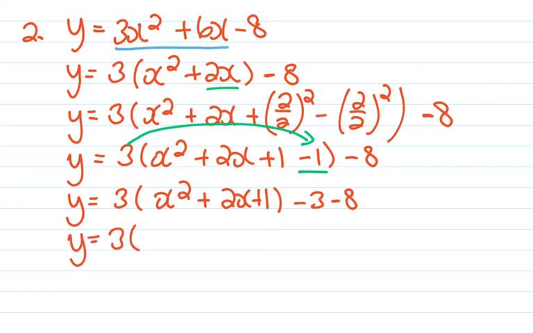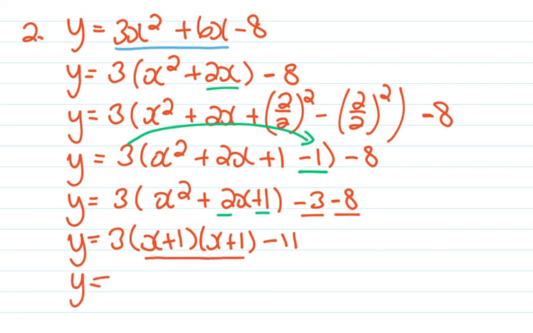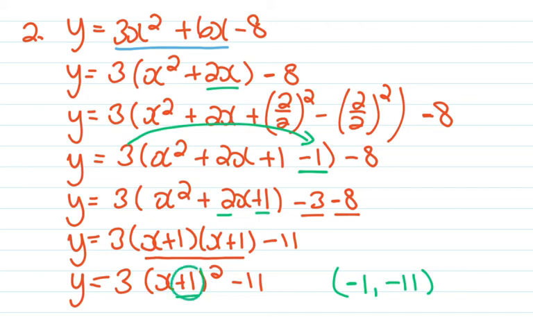Y equals 3. Okay, let's factor the bracket. Two numbers that multiply to 1 and add to 2 would be 1 times 1. So (x plus 1)(x plus 1), and then negative 3 minus 8 is negative 11. Rewrite this, combining these two brackets with a squared. Y equals 3(x plus 1) squared minus 11. That is now in vertex form, and our vertex is negative 1, negative 11. Remember, you always switch the sign inside this bracket.